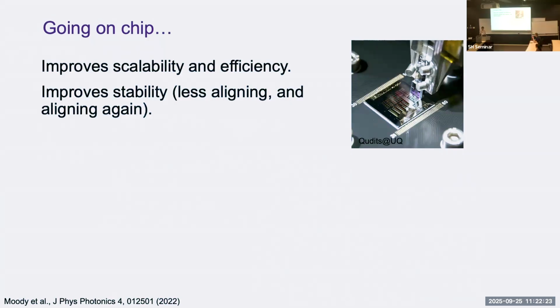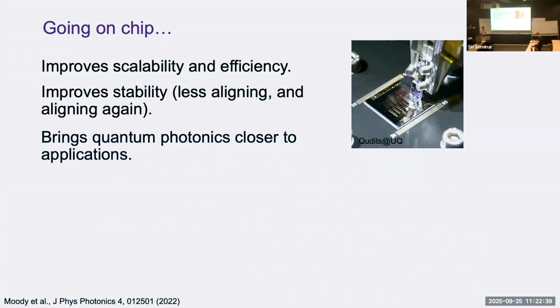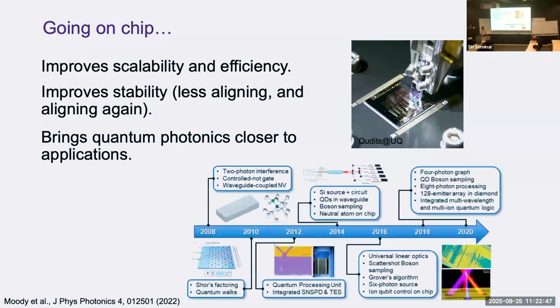It improves stability. Like if you've ever worked on bulk experiments, it's aligning and aligning again. And then you have that 1 or 2 days where everything's perfect. You take your data. Maybe you do it again if it's not so convincing, but it's a lot of time spent on doing these things. So going on chip improves your success rate. It brings quantum photonics closer to applications.